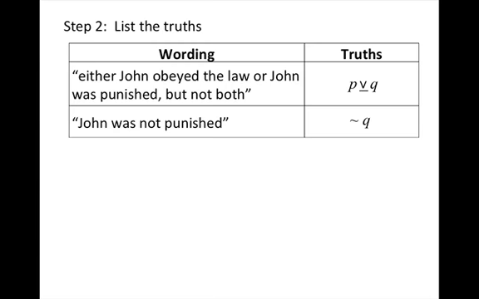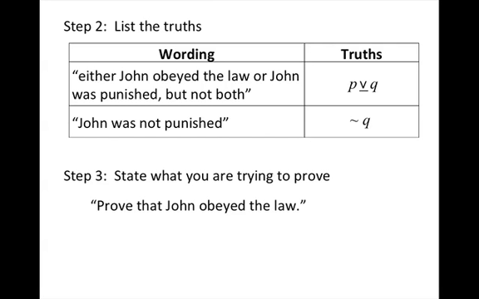Now let's look at what we're trying to prove. We're trying to prove John obeyed the law. John obeying the law was our P, so we're trying to prove that P is true. So now you've got to look at what you're trying to prove and look at what you're given as true and organize your proof. So I just like to think through it first. The only things I'm told are true are P or Q and not Q.